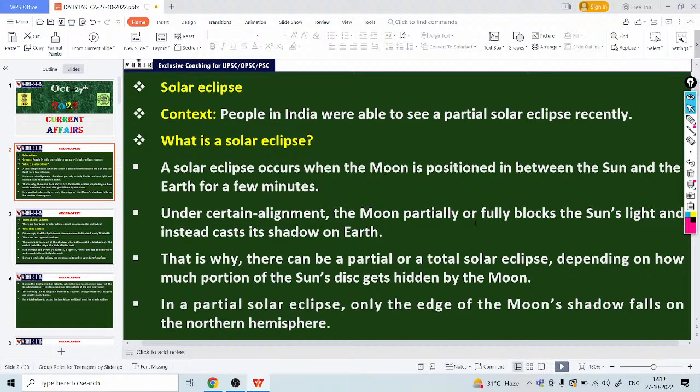Okay, solar eclipse occurs when the moon is positioned between the sun and the earth for a few minutes. Okay, so one is called the solar eclipse, the other is the lunar eclipse. The eclipse affecting the sun is called solar eclipse or Surya Parag. It occurs when the moon, the satellite of earth, is positioned in between the sun and the earth.